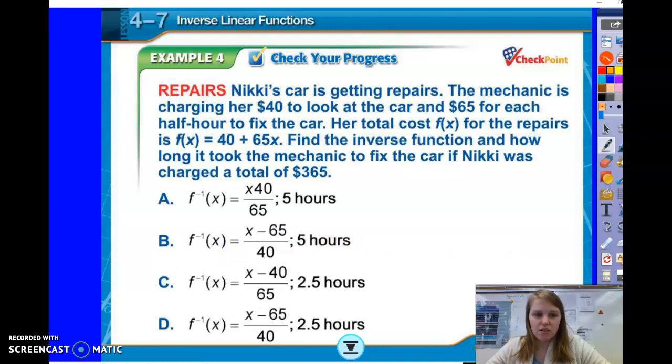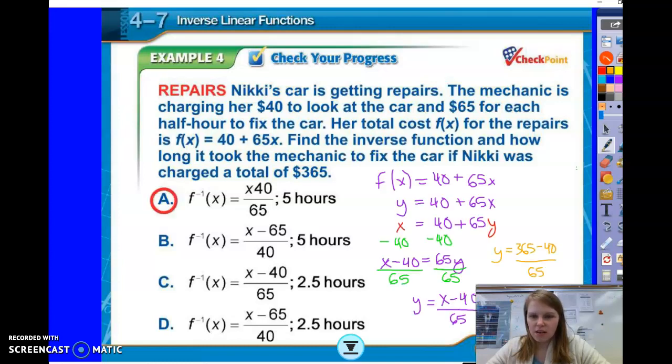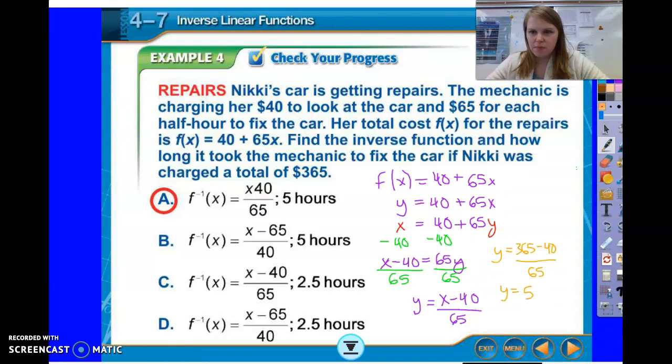So pause right here and see what you can do. This is the last example here. See what you can do. Alright, when I worked through it here, I'm going to move myself way up here.